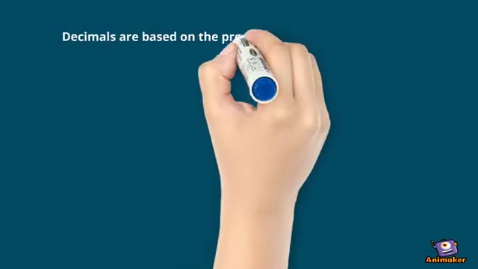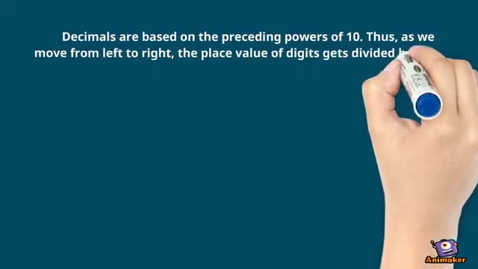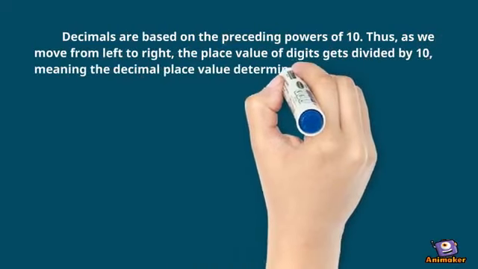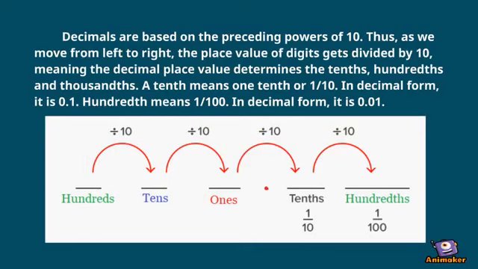Decimals are based on the preceding powers of 10. Thus, as we move from left to right, the place value of digits gets divided by 10, meaning the decimal place value determines the tenths, hundredths and thousandths. A tenth means 1/10. In decimal form, it is 0.1. Hundredth means 1/100. In decimal form, it is 0.01.